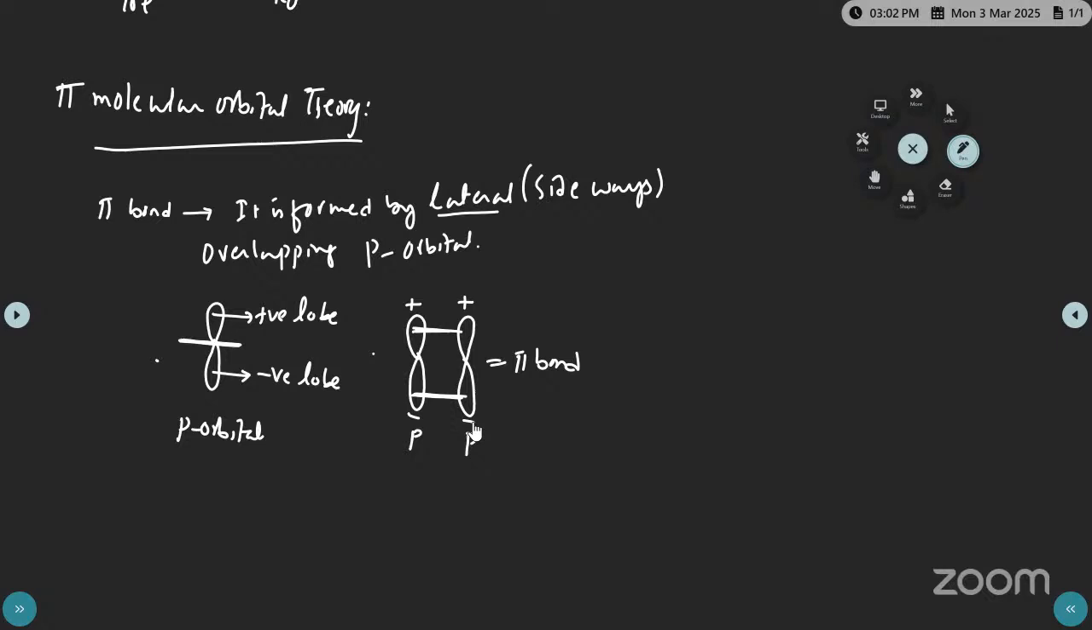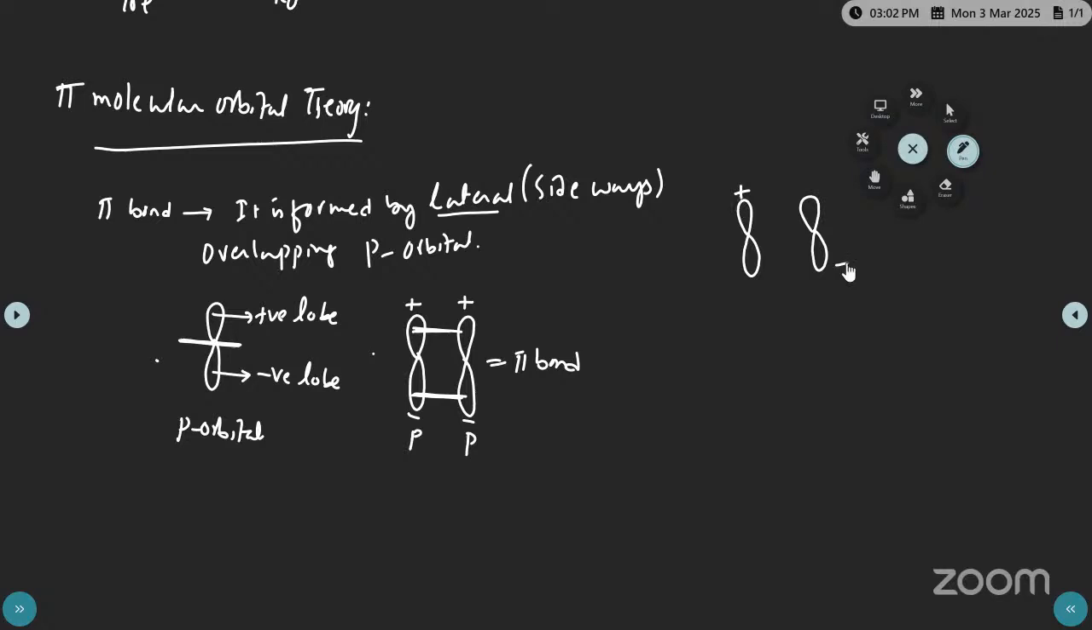Constructive overlapping leads to the formation of a pi bond. For example, if p orbitals are overlapped like this, this is a p orbital and this is another p orbital. This is the positive lobe and this is the negative lobe.